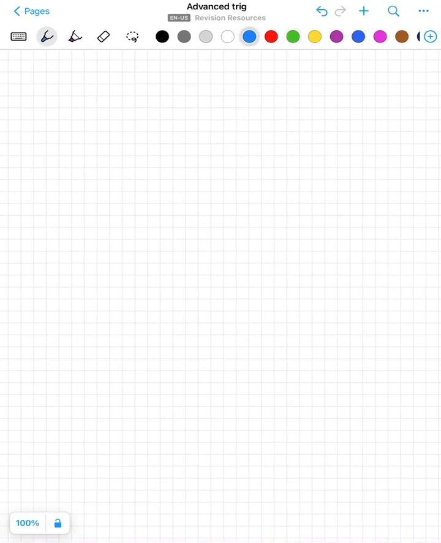Advanced trigonometry. There are a number of rules that you need to learn: the cosine rule, the sine rule, and how to find the area of a non-90-degree triangle.